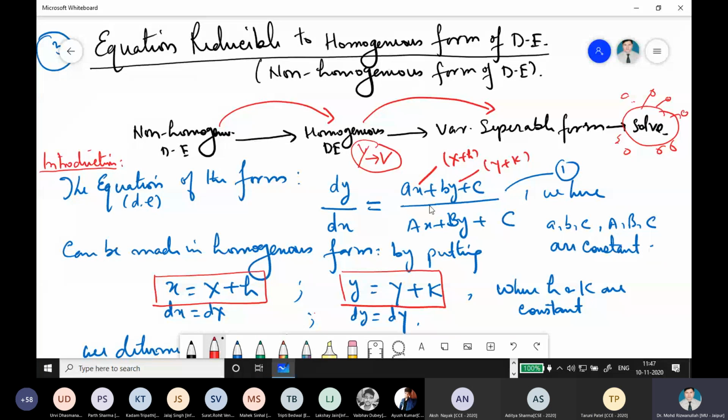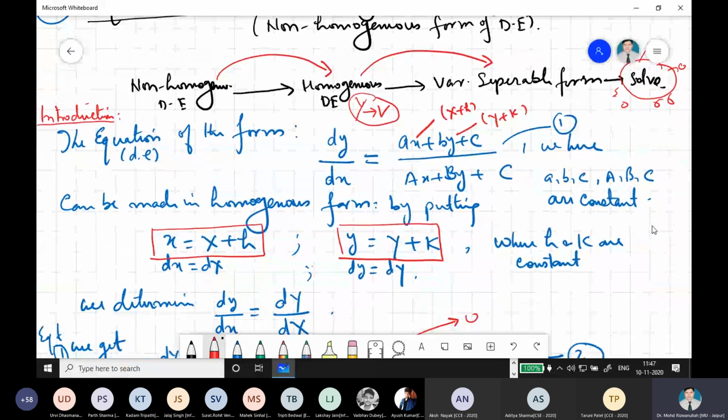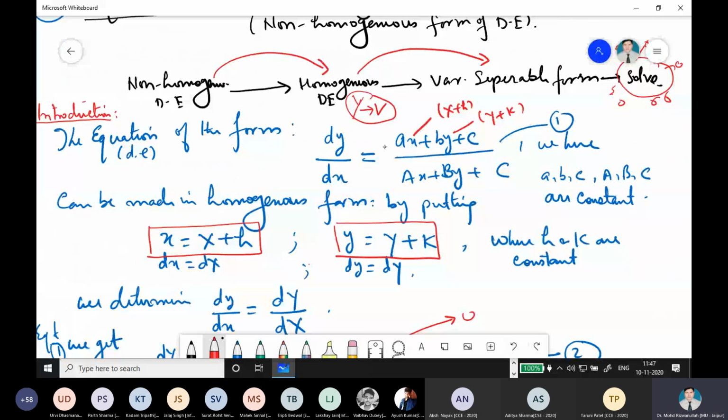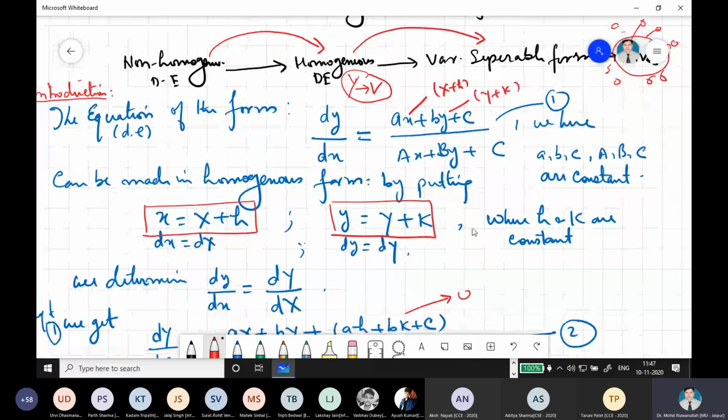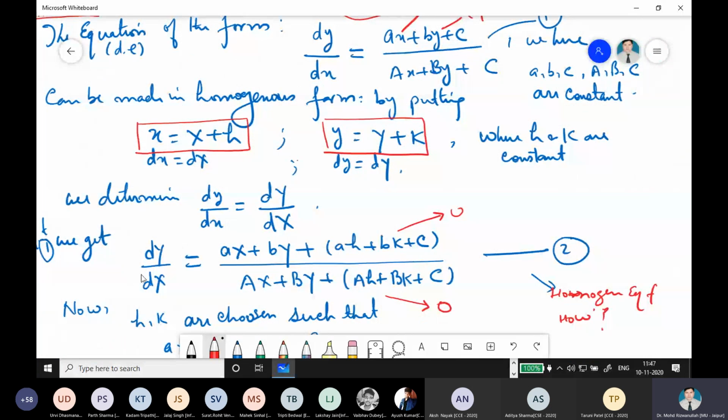Okay. So this is the equation, equation number 1. This is the differential equation, and this is not homogeneous. So the way is to put x equal to capital X plus h and y equal to capital Y plus k. When you put these values in equation 1, the equation reduces into the form of equation 2: dY/dX equal to this form.